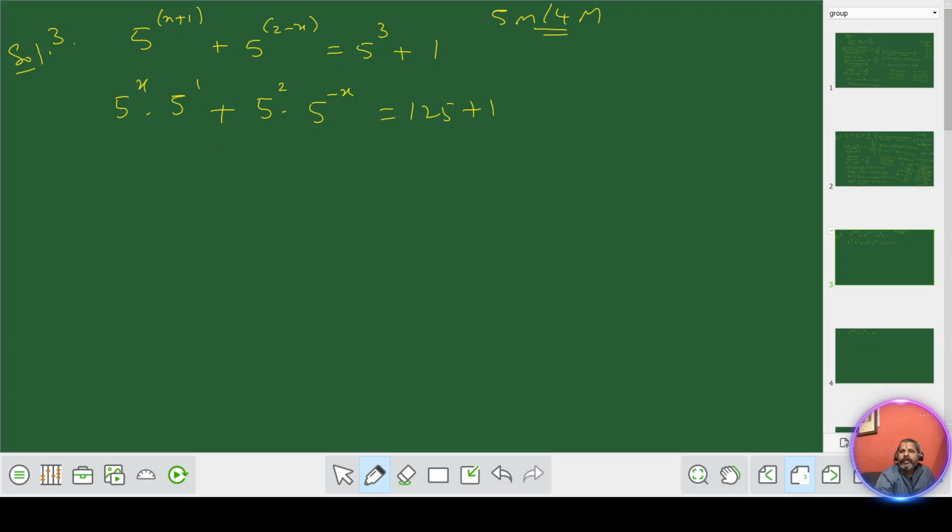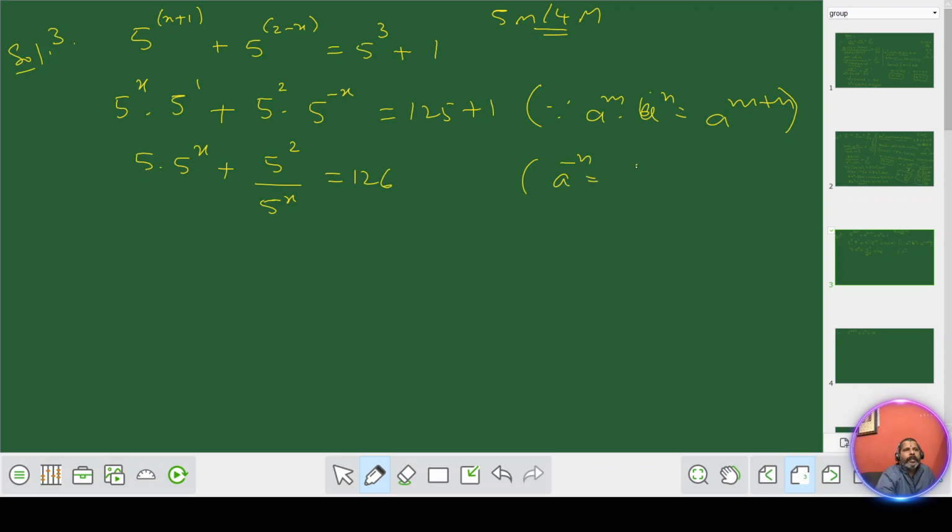Reducing to a quadratic equation is a challenge here. So 5^x into 5, that is I can write 5 into 5^x plus 5 to the power 2 by 5^x is equal to 126. Here you have to write the reason: a to the power m into a to the power n is equal to a to the power m plus n, because we split it. Here, why did 5 to the power minus x come down?